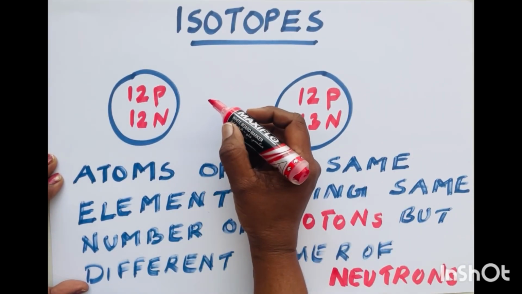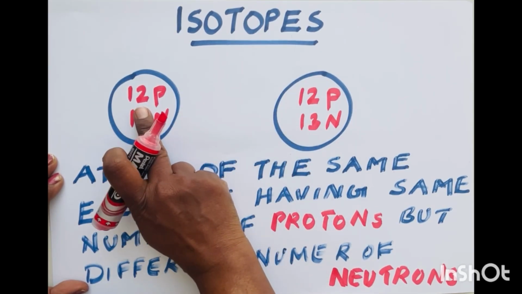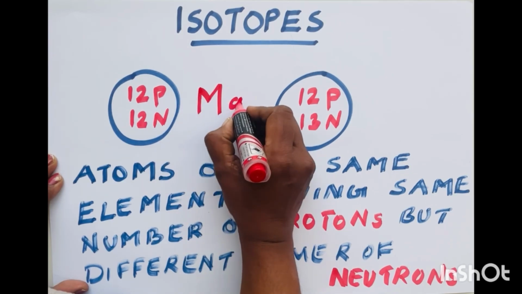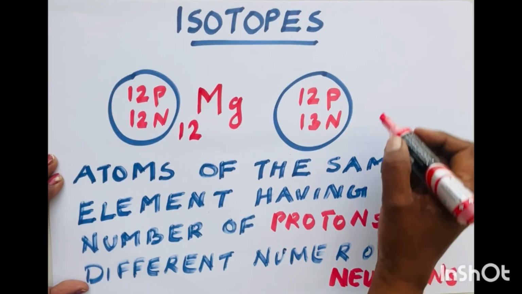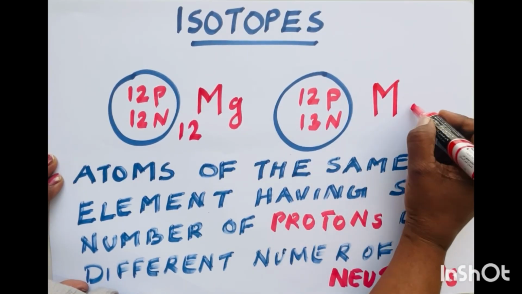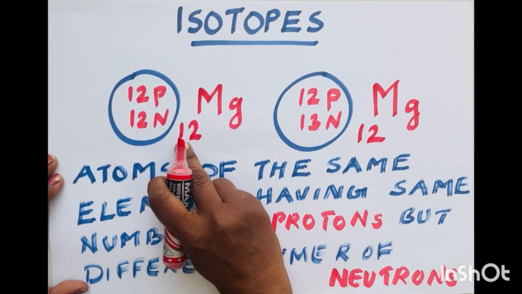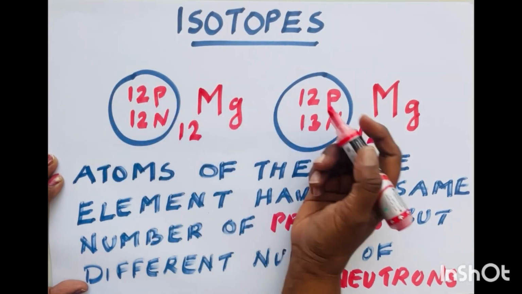Why are we saying they are atoms of the same element? When you go back to the periodic table, you will find that atomic number 12 is magnesium. So magnesium has atomic number 12. Also here the atomic number is 12, so it's also magnesium.